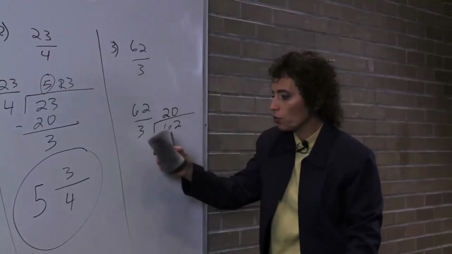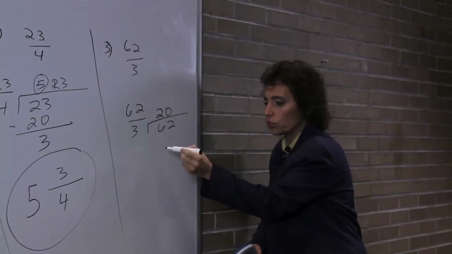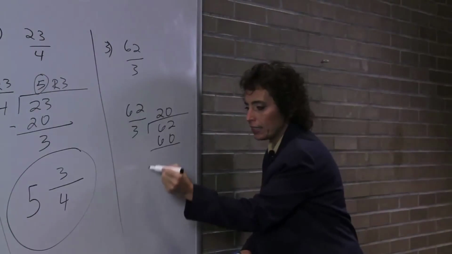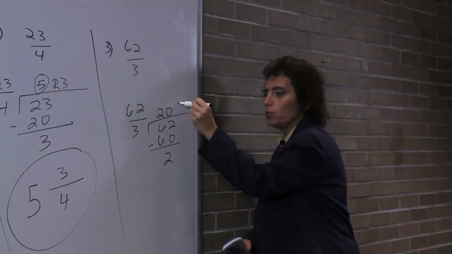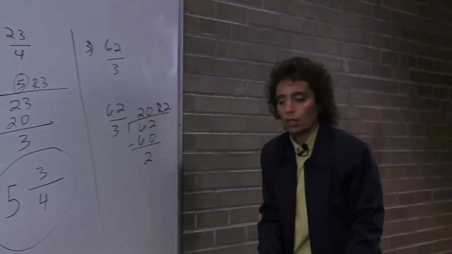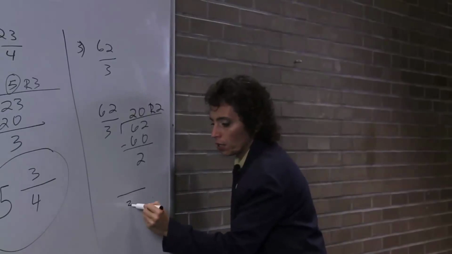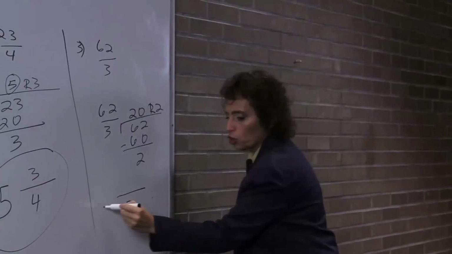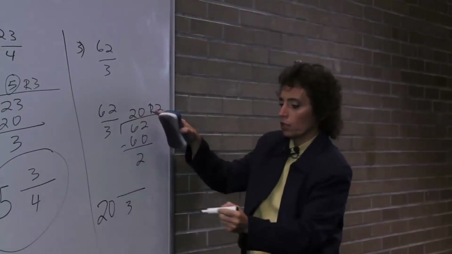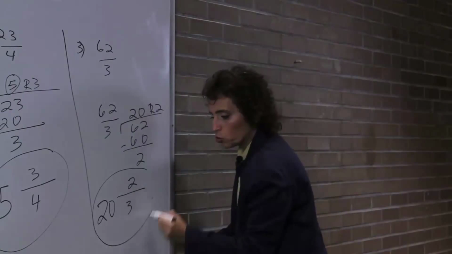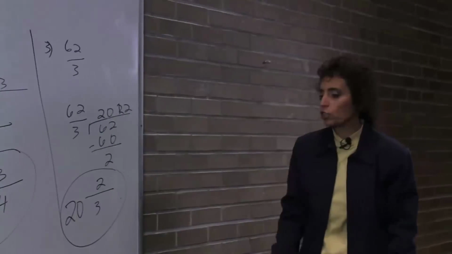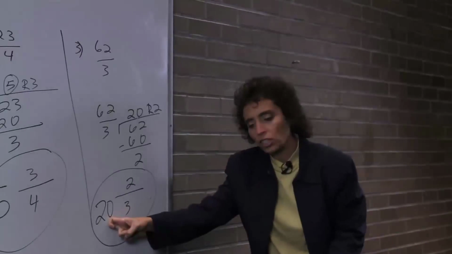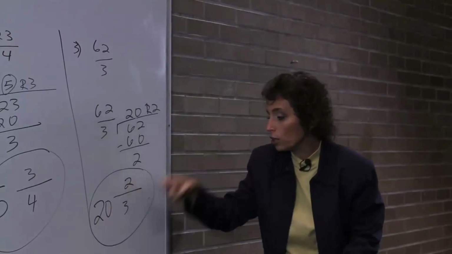We get 20. 3 times 20 is, I did a little short division there. 3 times 20 is 60. We get a remainder of 2. Okay? So remember, the denominator stays the same. 20 is our whole number. Remainder goes in the numerator. So it's 20 and 2/3. And we can check ourselves. 3 times 20 is 60, plus 2 is 62 over 3.